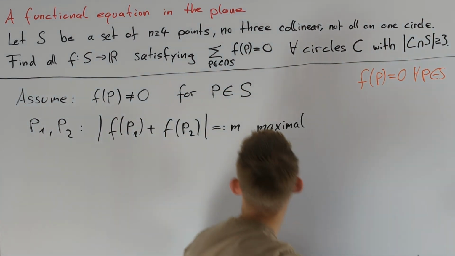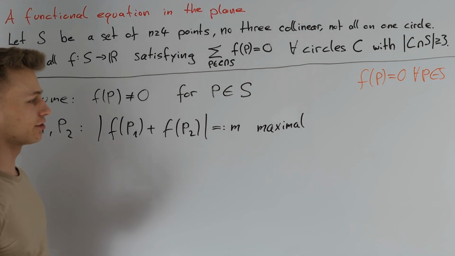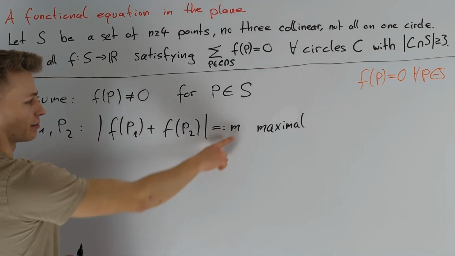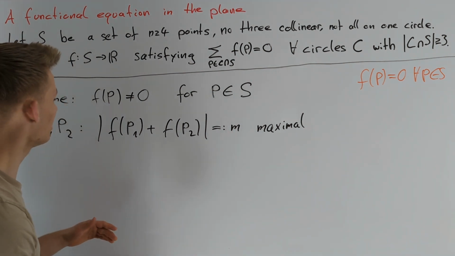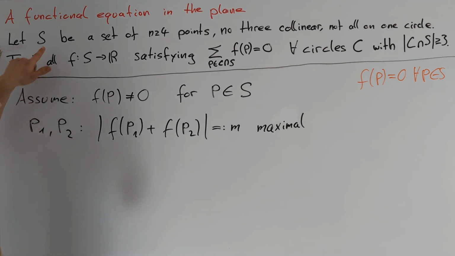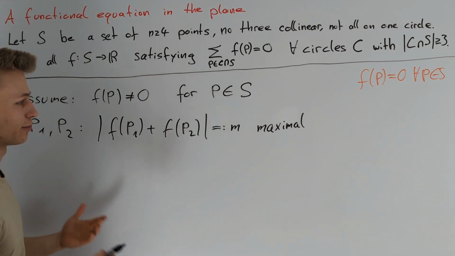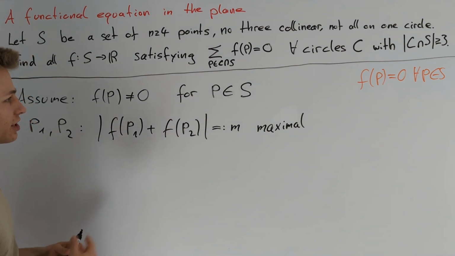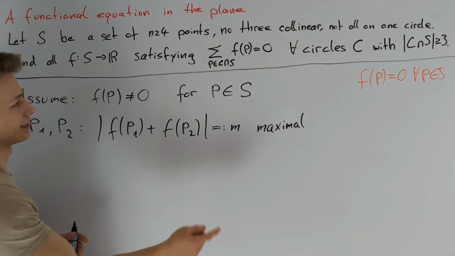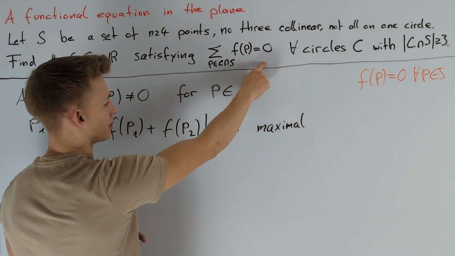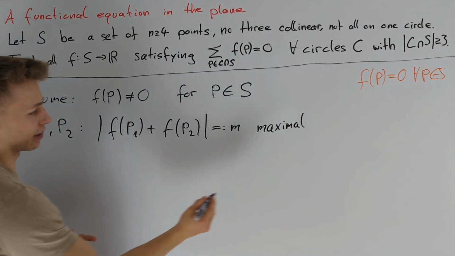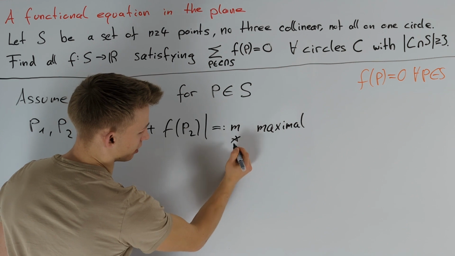We want to confirm that m is indeed not equal to 0, and therefore assume otherwise that m is equal to 0. This would mean that for any other point q in S, we would have that f of q is equal to minus f of p, but this is clearly not possible, because then we can just choose some arbitrary circle going through 3 points not equal to p, and this is a contradiction to this condition here, and therefore we have that m is not equal to 0.